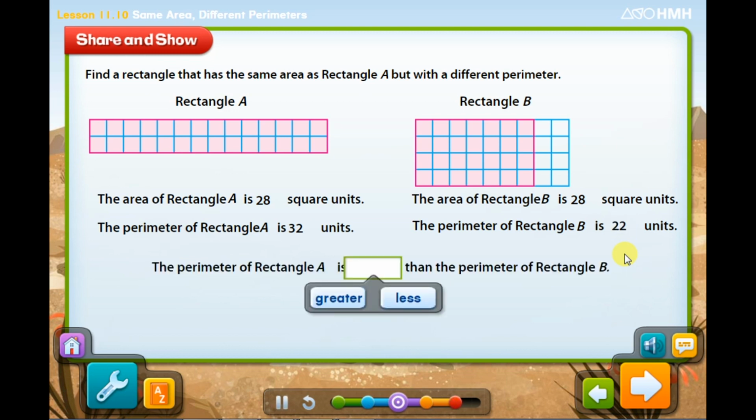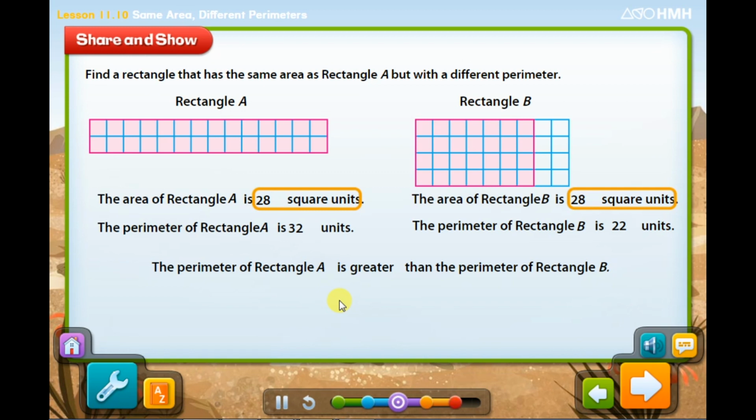Is the perimeter of rectangle A greater than or less than the perimeter of rectangle B? Rectangle A's perimeter is 32. Rectangle B's perimeter is 22. So of course 32 is greater than 22. Good job! The perimeter of rectangle A is greater than the perimeter of rectangle B. Rectangle B has the same area as rectangle A, but a different perimeter.